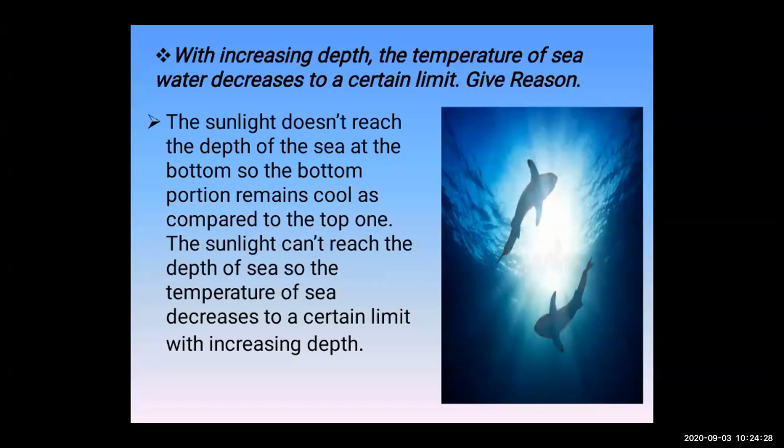See, the sunlight doesn't reach the depth of the sea at the bottom. So the bottom portion remains cool as compared to the top one. Here on your image also you can see at the top the sun rays. But when we go deeper, the sun rays don't reach. It becomes dark inside. The sunlight can't reach the depth of the sea. So the temperature of the sea decreases to a certain limit with increasing depth. Next.